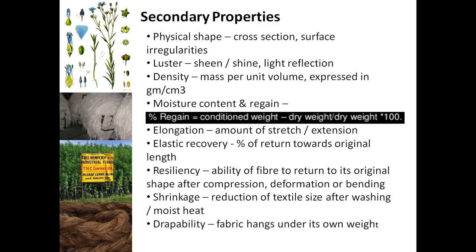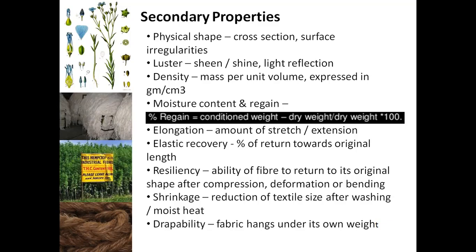Then the next one is moisture regain and moisture content. Some fibers will have very good moisture content as well as very good moisture regain. For example, cotton has very good moisture content. It will absorb more moisture from the atmosphere and regain that moisture. But in the case of many synthetic fibers, they won't have very good moisture content or moisture regain.